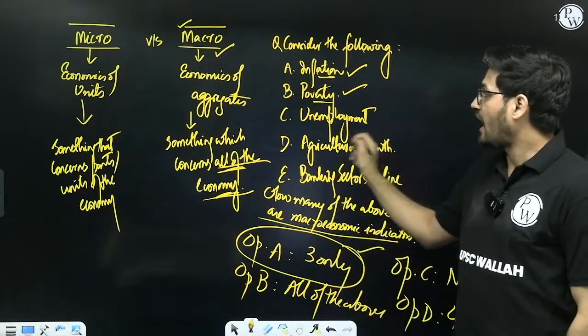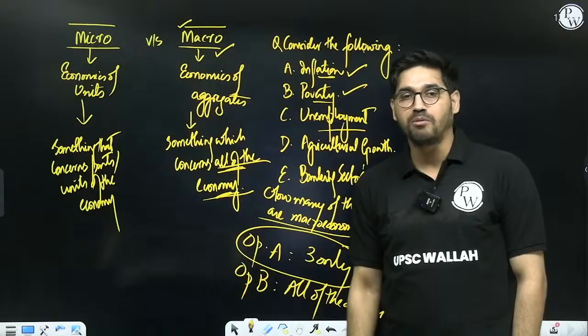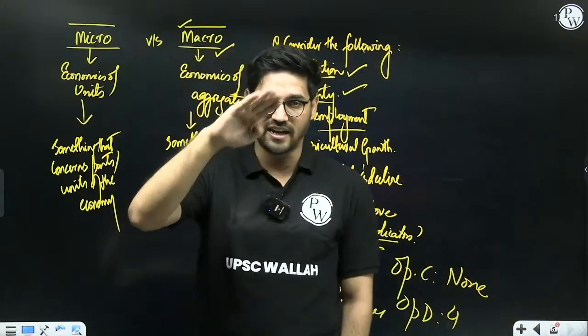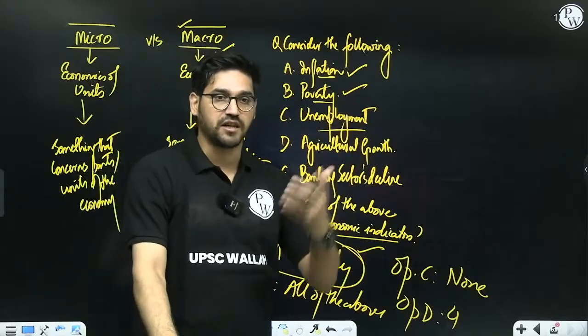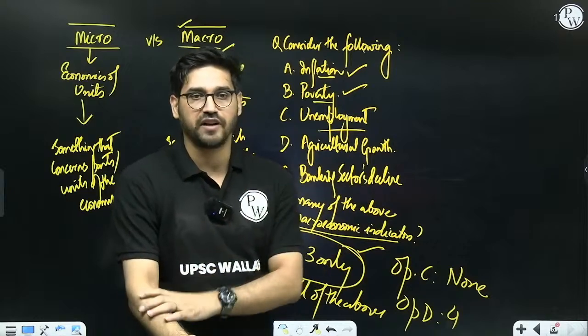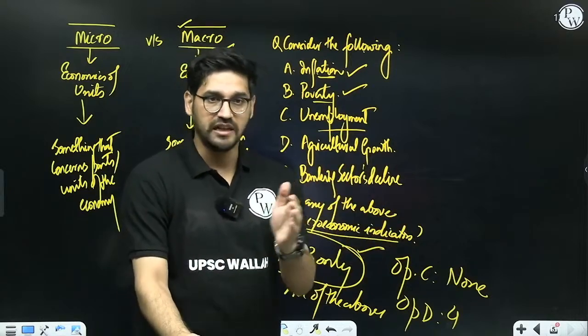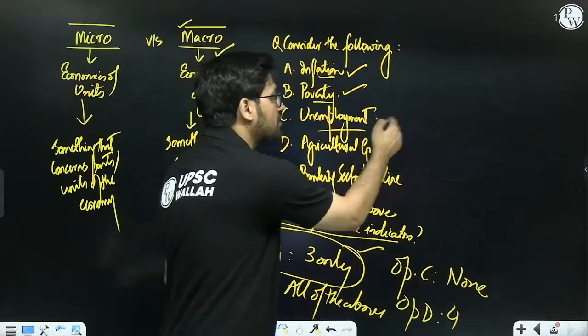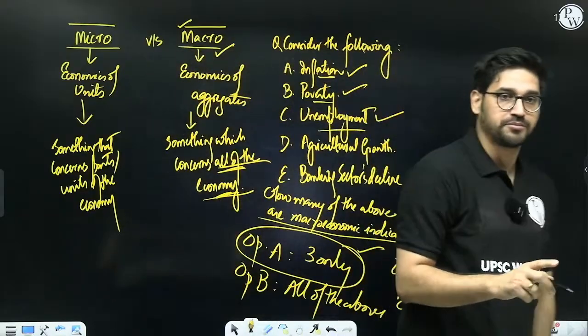When I'm talking unemployment, once again, unemployment at 4%, unemployment at 8%, unemployment at an all-time high of 13%, we are not talking about specific aspects of unemployment, rural, urban, or in some states. We are talking about the entire economy. Therefore, unemployment also is a macroeconomic indicator.